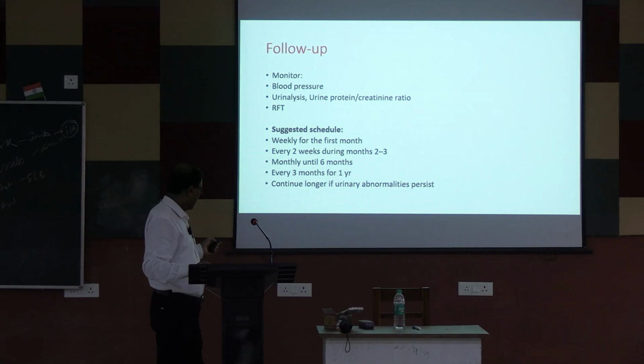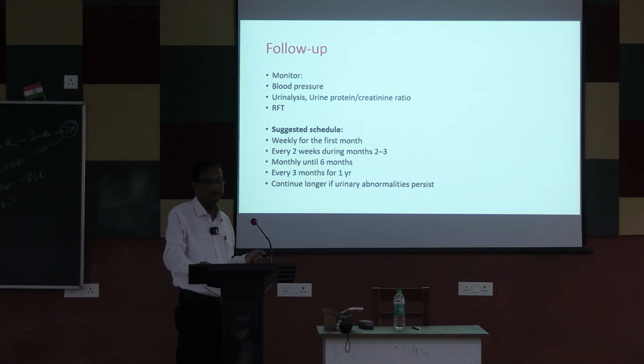Follow-up: monitor blood pressure, urinalysis and renal function test. Suggested schedule: weekly for the first month, then every 2 weeks during the first 2-3 months, then monthly after 6 months, every 3 months for 1 year, and continue longer if urinary abnormalities persist.